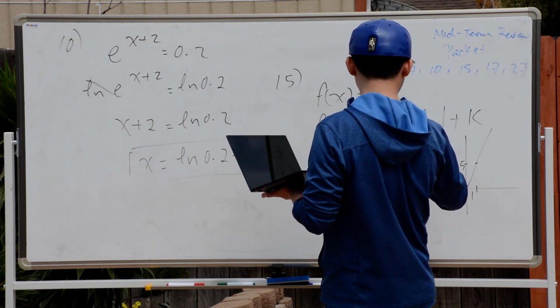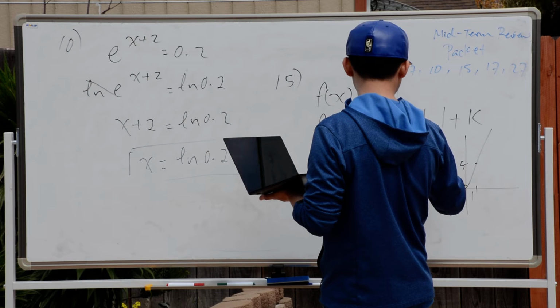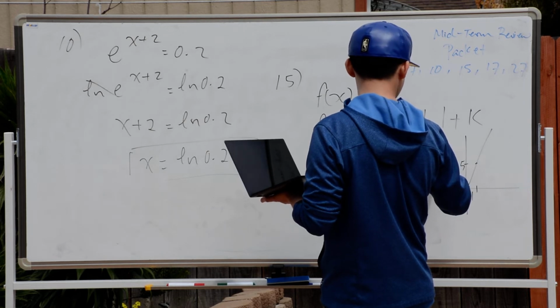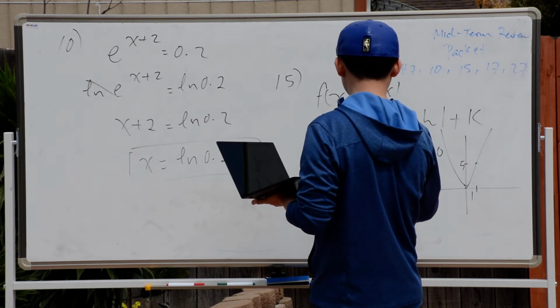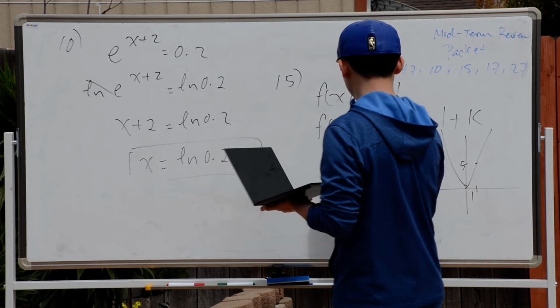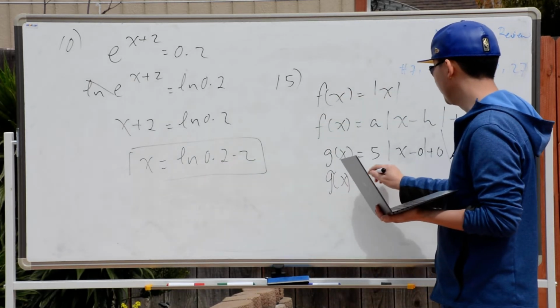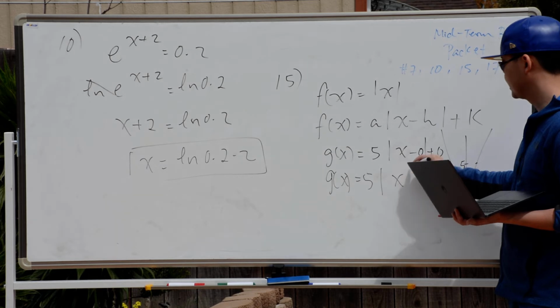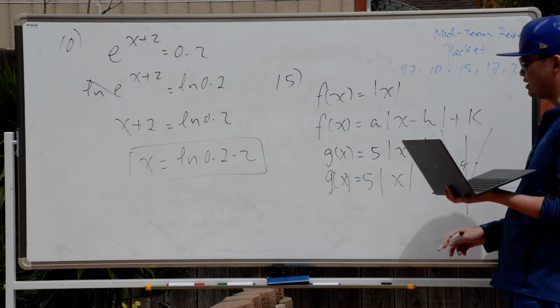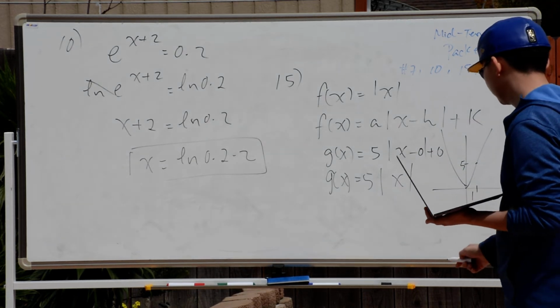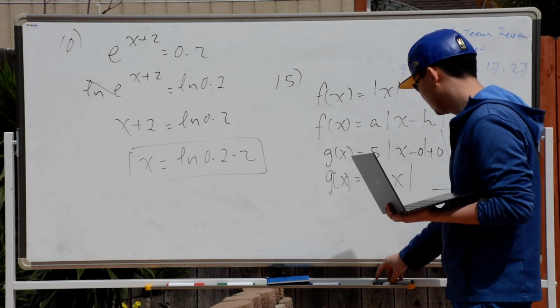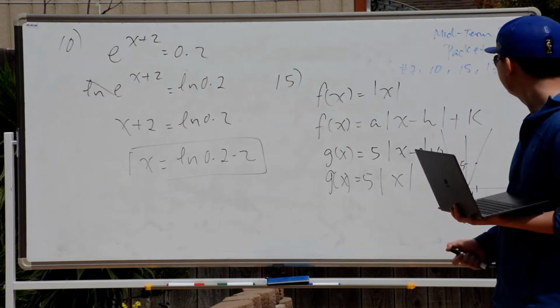And then times absolute value of x minus 0, quantity, and then plus 0. So that means for g of x, that one is just 5 times absolute value of x. So that one is not that bad either. It's just about the transformation with the vertical stretch, the scale factor.